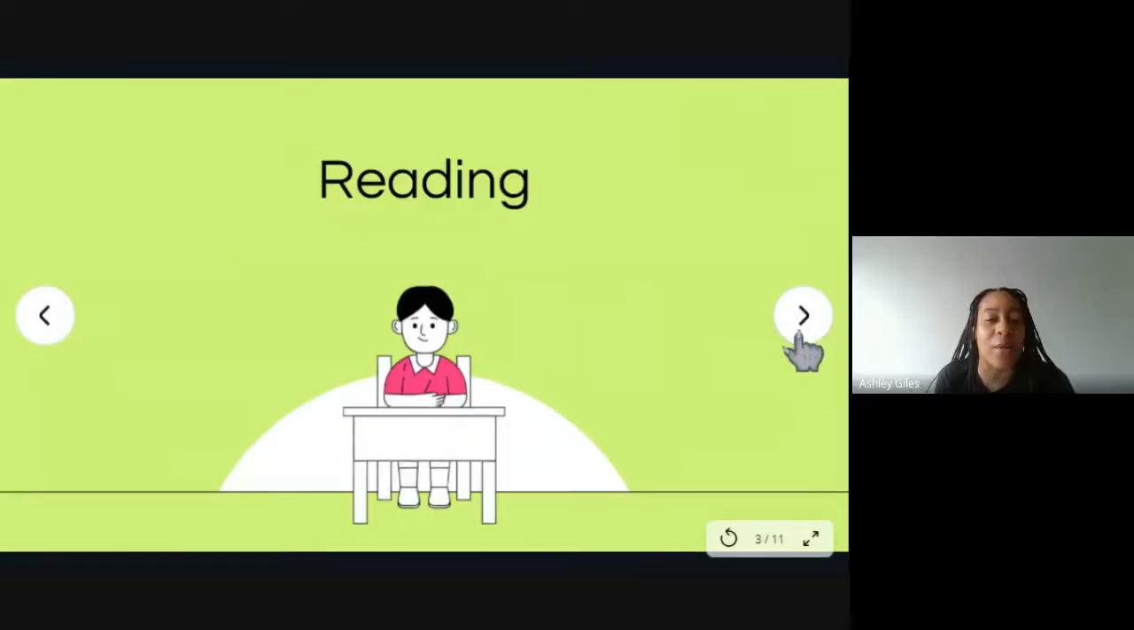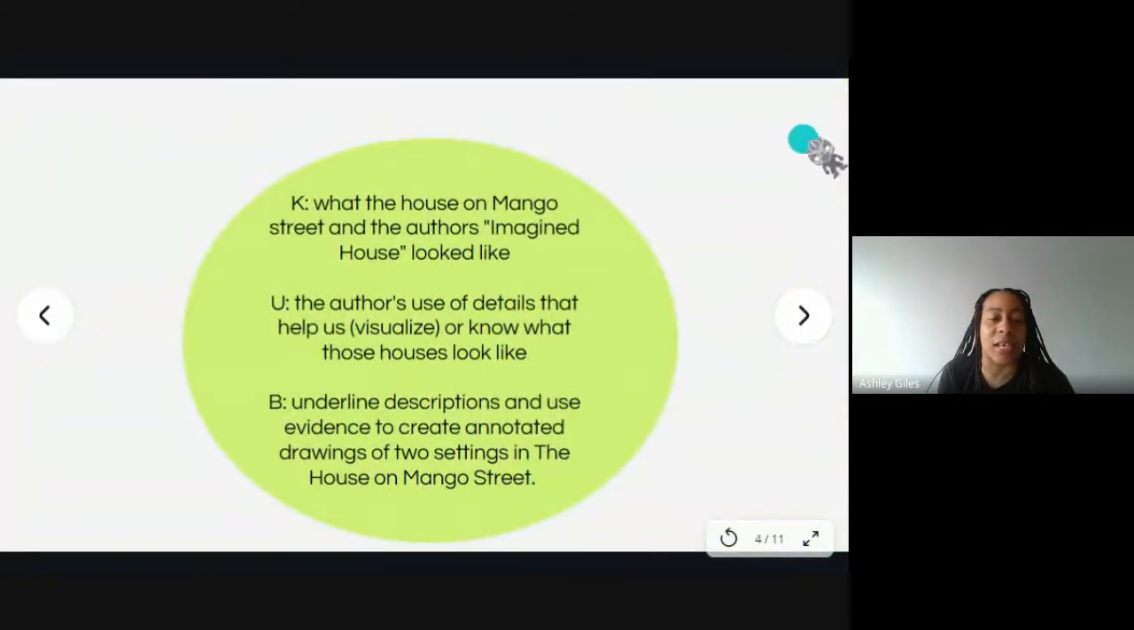So for this lesson, we start with the reading component. This section is broken down into a couple sections. But before we get into that, let's take a look at the CUB. The CUB for lesson 1 says the student will know what the house on Mango Street and the author's imagined house look like. Okay, so we're doing some visualizing here. The student will understand the author's use of details that helps us visualize or know what those houses look like.